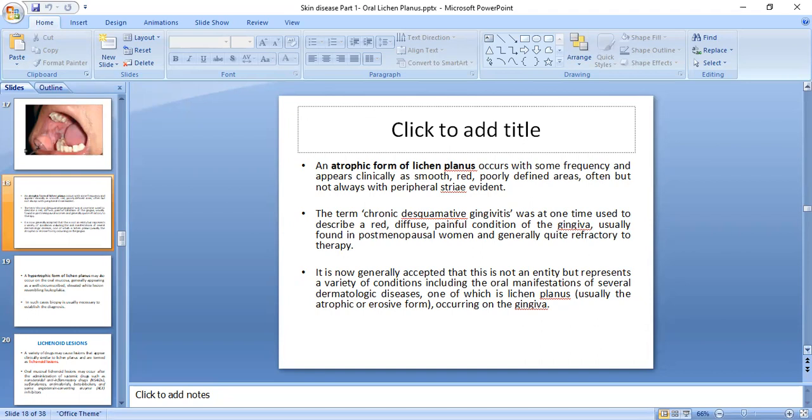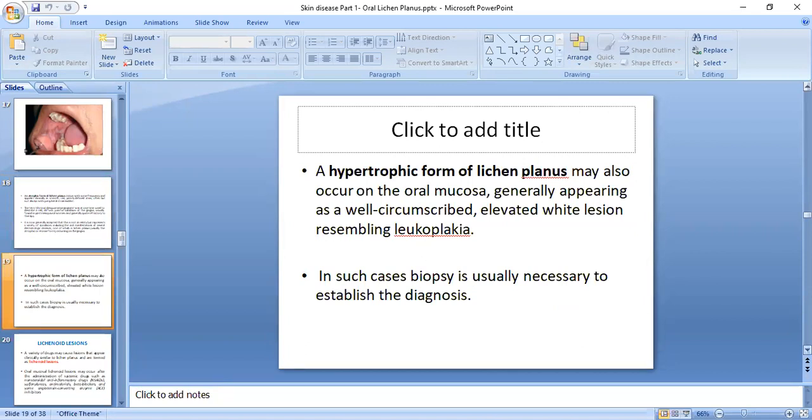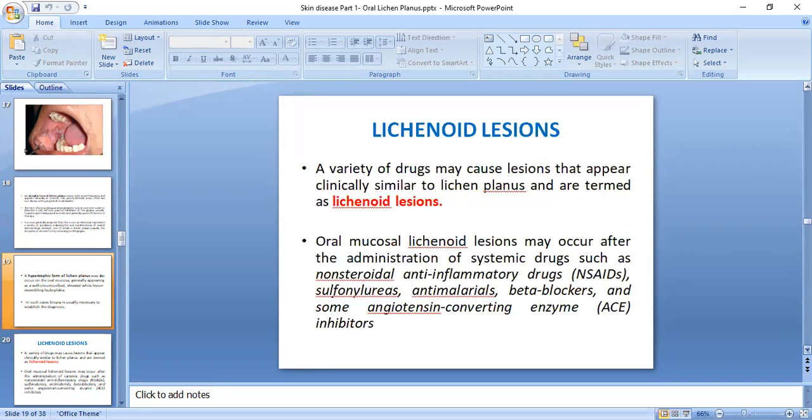It is now generally accepted that this is not an entity but represents a variety of conditions, including the oral manifestations of several dermatological diseases, one of which is lichen planus. Then a hypertrophic form has also been reported. It appears as a well-circumscribed elevated white lesion resembling leukoplakia.